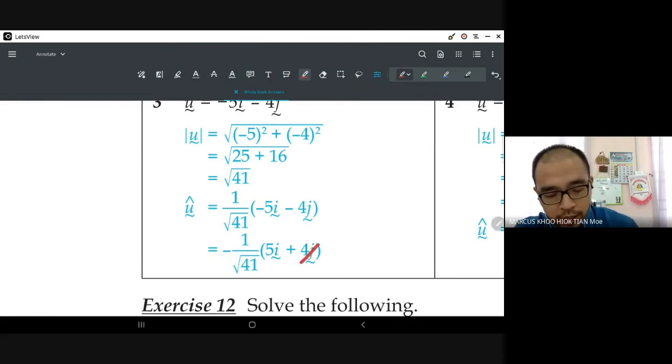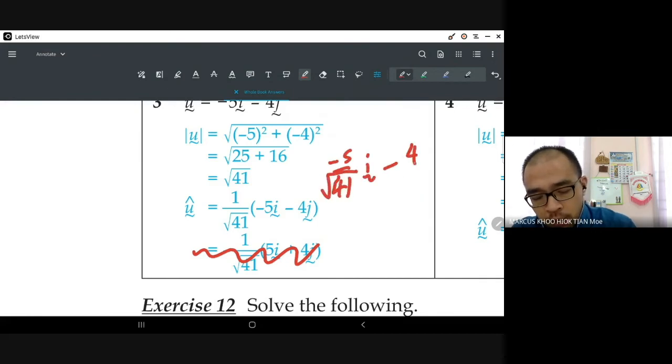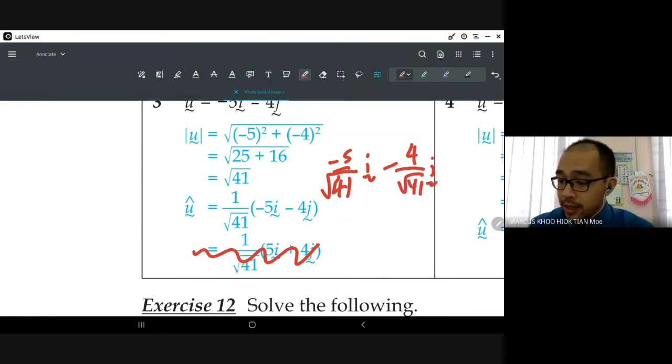Okay, I'm going to ignore this. So negative 5 over square root 41i minus 4 over square root of 41j. Okay, you can leave your answer as that. Okay, no worries. Right, good.